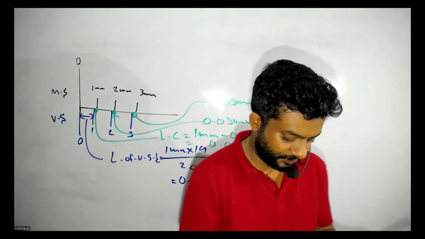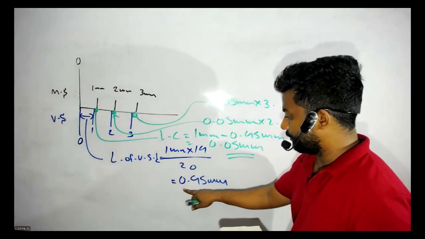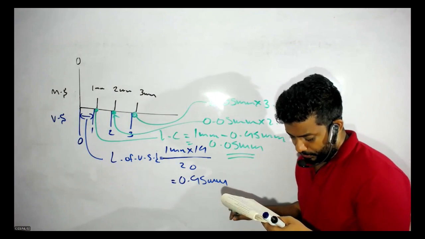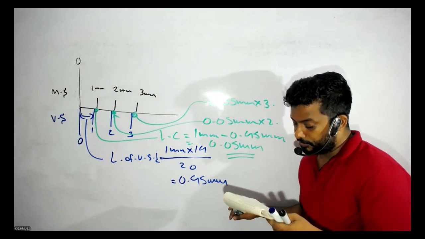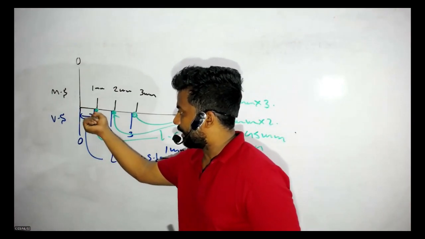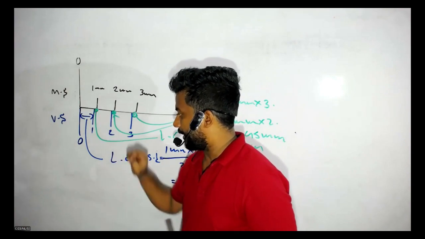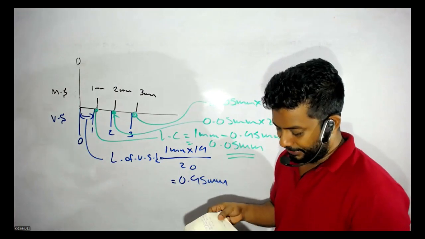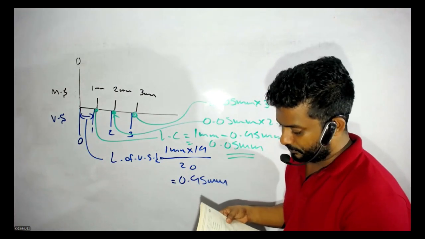What is the length of vernier division in millimeters? Length of vernier division is 0.95 millimeter. So, determine the least count of the instrument. Least count is the gap between vernier division and main scale division. This first gap, right? It is equal to 0.05 millimeter. Then read the next question.